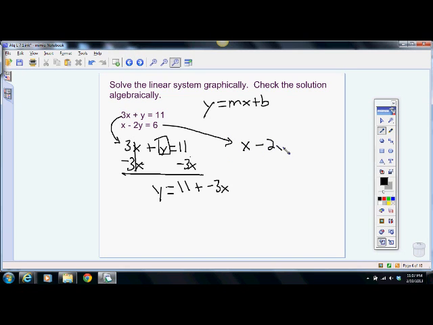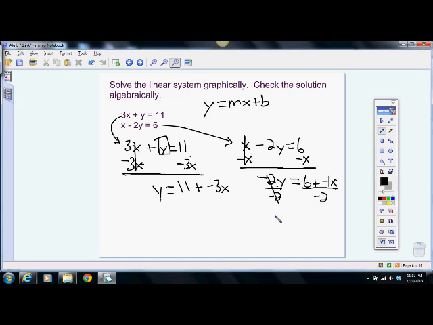x minus 2y equals 6. So since I'm going to solve for y, I'm going to solve for my negative 2y first. So I'm going to subtract x from each side. My x's cancel. I'm not going to forget that that's a negative 2y equal to 6 plus a negative, I'm going to write 1 in there, 1x. Then I'm going to divide both sides by a negative 2. And the reason I want to do that is, again, I want y all by itself.